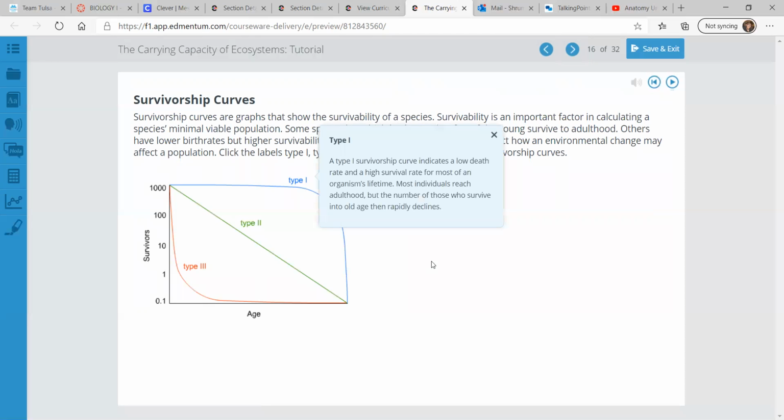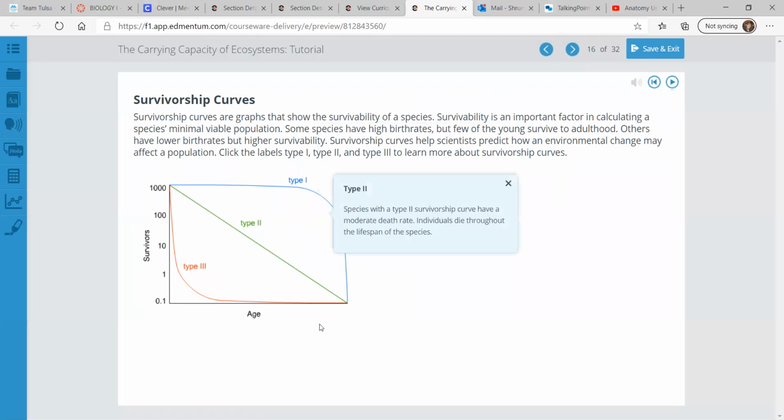So this type 1 right here, this indicates a low death rate and a high survival rate for most of an organism's lifetime. Most individuals reach adulthood, but the number of those who survive into old age then rapidly decline. So we have age on the bottom and survivors. So they reach adulthood, but then into old age, they don't really last much longer.